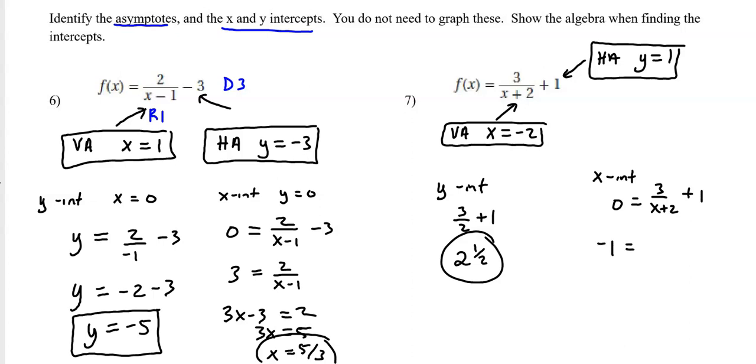Subtract the 1 from both sides. Multiply both sides by x plus 2. Add the 2 to both sides. Distribute a negative 1 through. And there's the x-intercept. But no need to graph those.